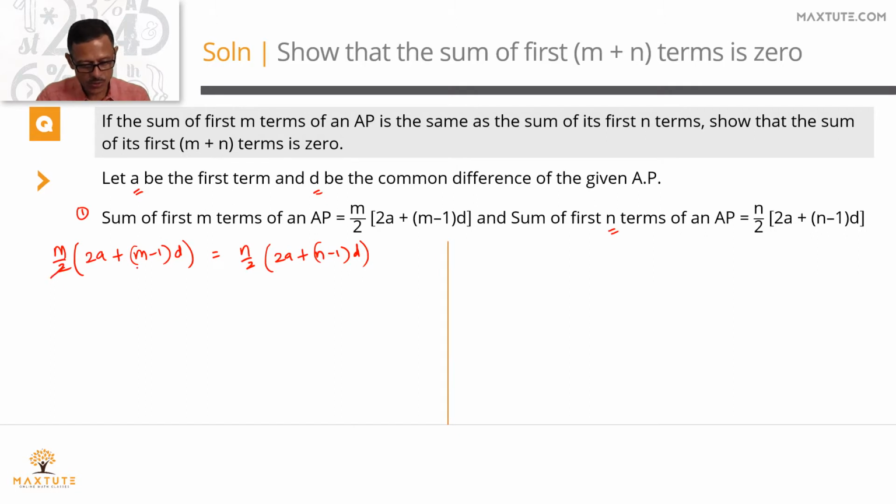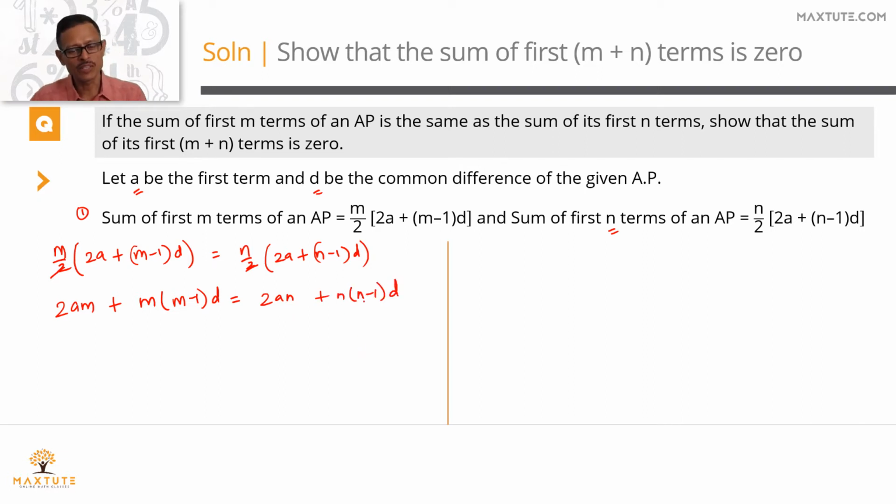Multiply both sides with the 2. The 2 gets cancelled with 2. I'm going to take this 2an term to the left hand side. I'll expand this, which is going to make it as 2am plus m times m minus 1 times d. This is equal to 2an plus n times n minus 1 times d.